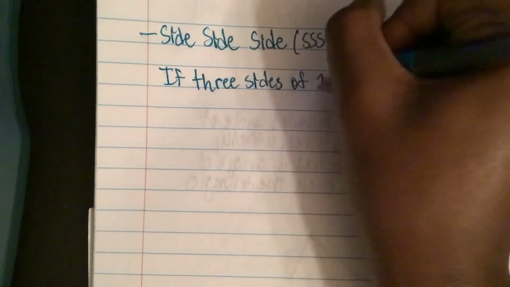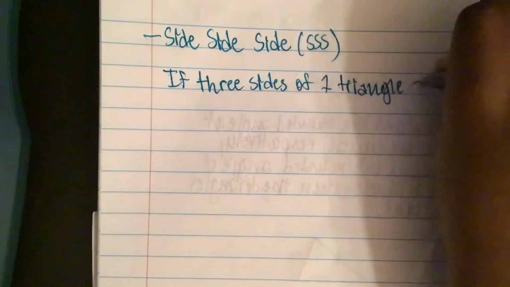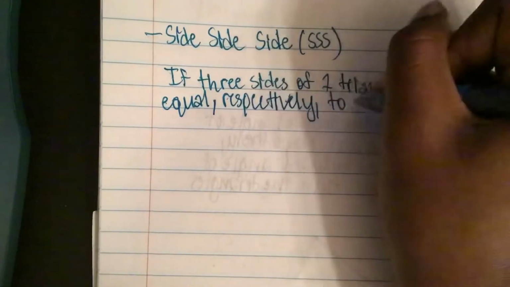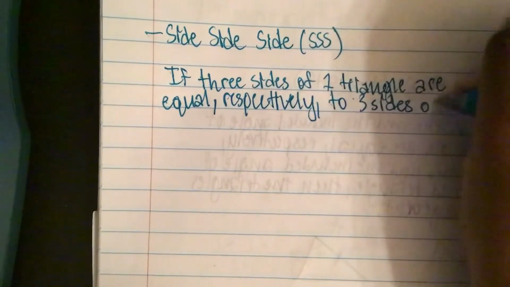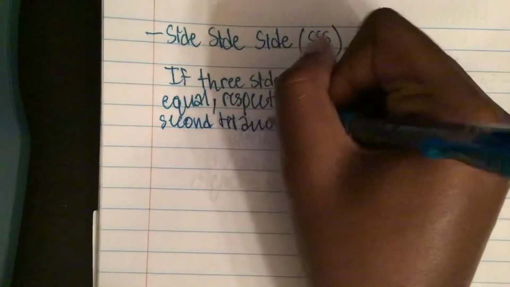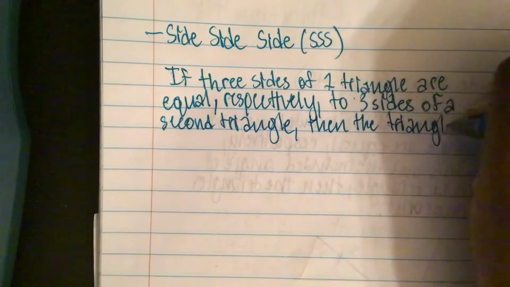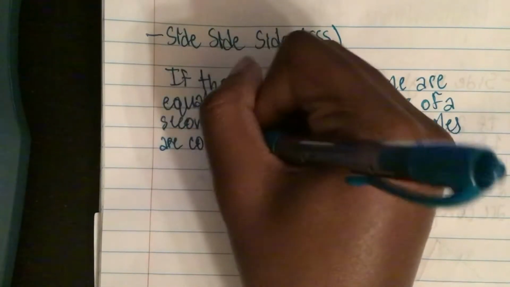Side side side, also known as SSS. This concept basically states that if three sides of one triangle are equal, respectively, to three sides of a second triangle, then the triangles are congruent.